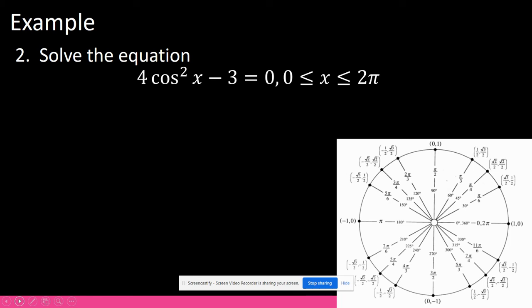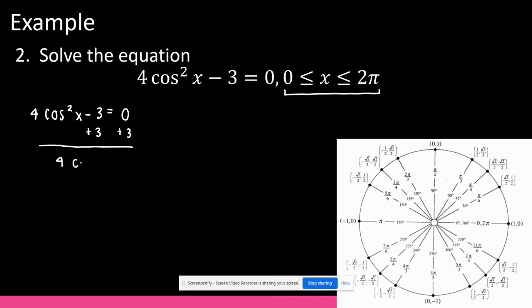If we take a look at this next example, we're going to solve the equation that 4 cosine squared of x minus 3 equals 0. Once again, notice that we've got this restriction. We're going to go from 0 to 2 pi, so one full rotation around the unit circle. Well, as we can see, we do not have our cosine isolated by itself, so that's going to be our first step. I'm going to add 3. I'm going to divide by 4.